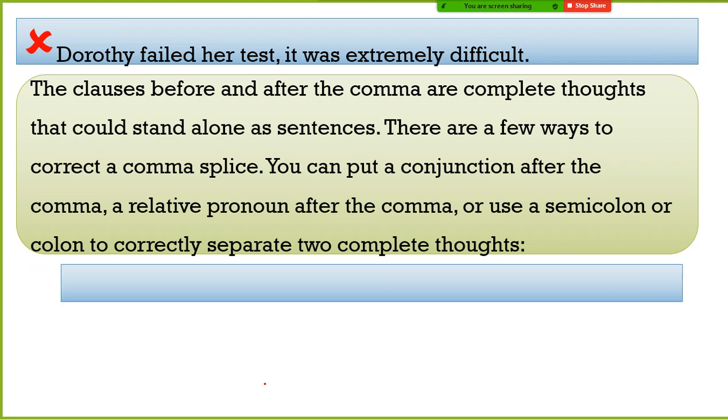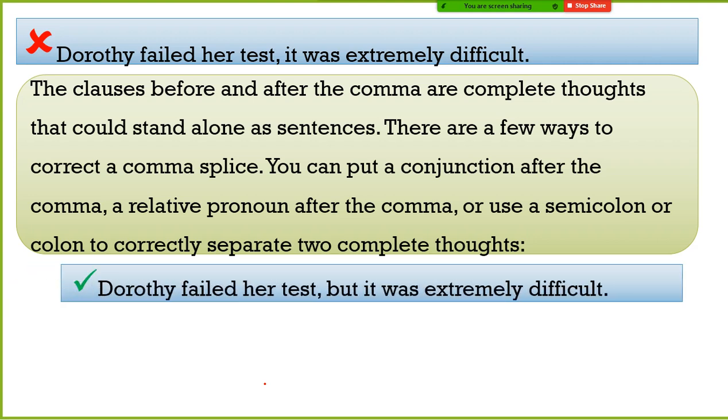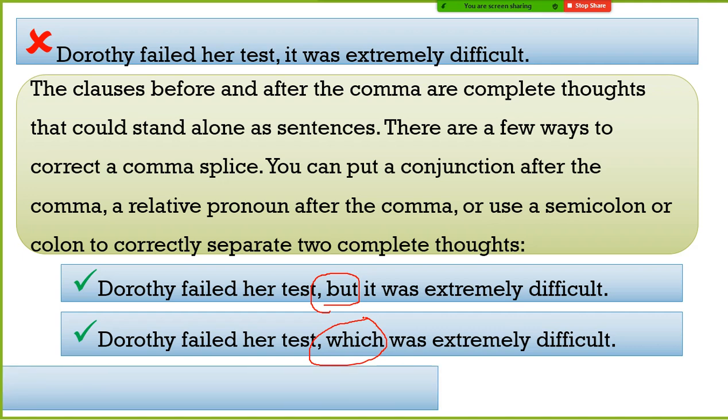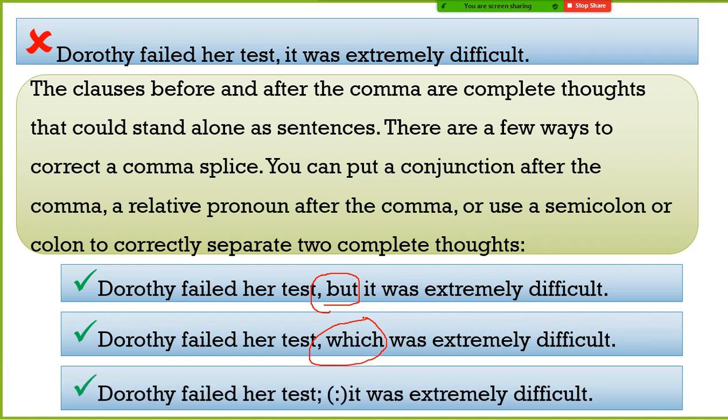I have three solutions. The first thing, I can put one of the coordinating conjunctions after the comma. So here I have formed a compound sentence. Or I can put one of the relative pronouns after the comma. So here I turn it into a complex sentence. Or I can put one of those two things, semicolon or colon, and that's what we are going to study in the coming slides.